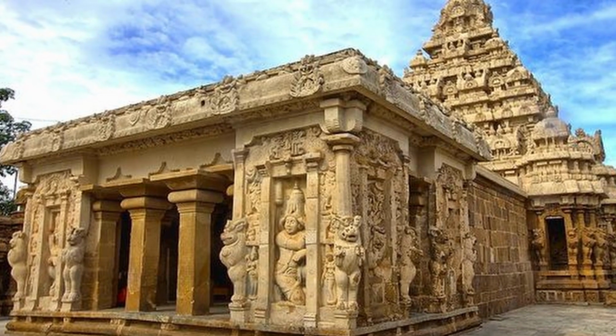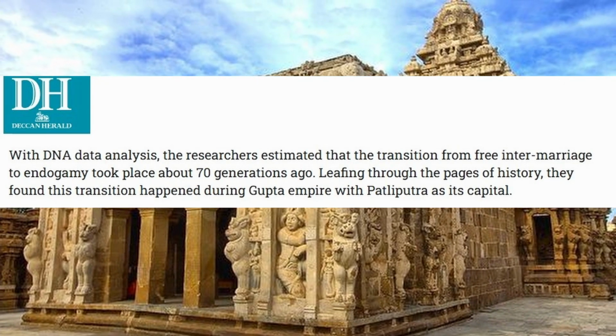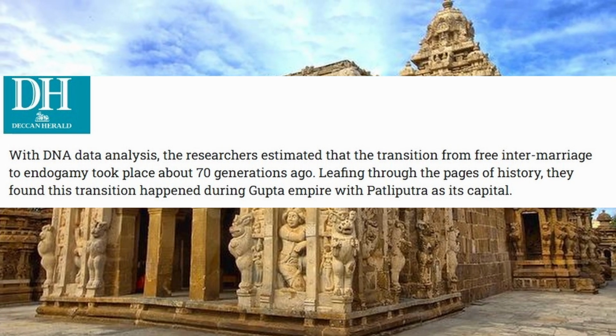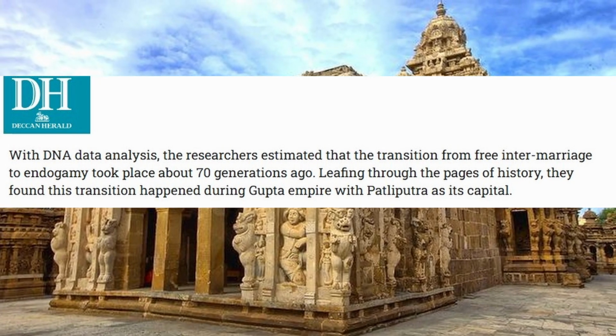So the gene exchange within these four ancestral groups was quite a lot until a point where very strict social norms were put in place, and researchers identify that era to be the Gupta period. With DNA data analysis, the transition from free intermarriage to endogamy took place about 70 generations ago. So it's your grandfather's grandfather's grandfather's grandfather, it goes a long way back.